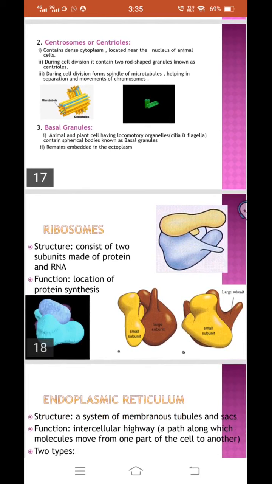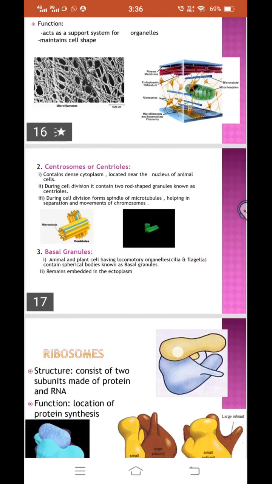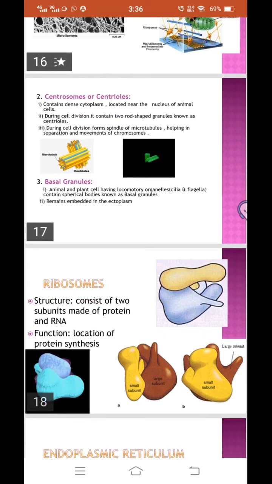ठीक है, next we have the basal granule. Next component of the cell organelles is the basal granule. Now these basal granules are present in the animal cell and the plant cells and these have the locomotory organelles, locomotory organelles मतलब कि movement के लिए, है ना? तो इनमें जो movement के लिए organelles होते हैं, that are the cilia and basal granules, and they contain the spherical bodies. ठीक है, तो locomotory organelles में small spherical circular bodies present होती हैं that are known as the basal granules, and these basal granules remain embedded in the ectoplasm.